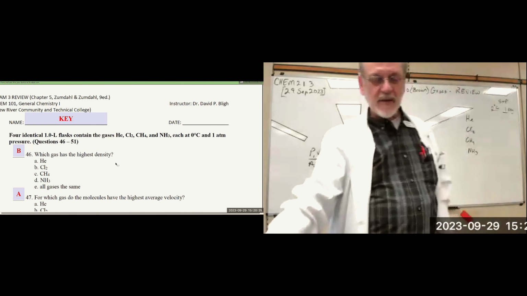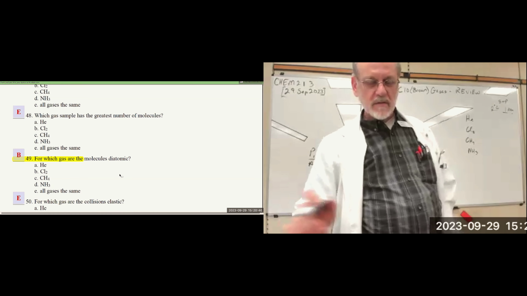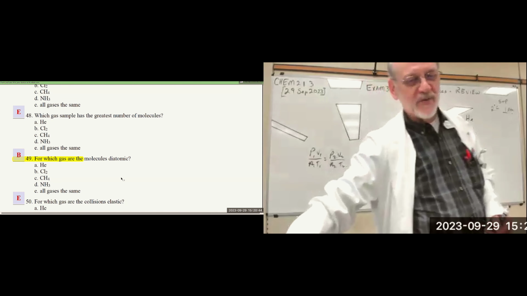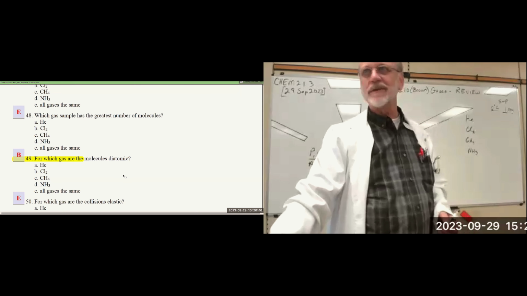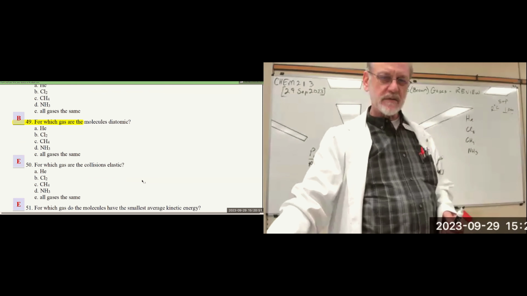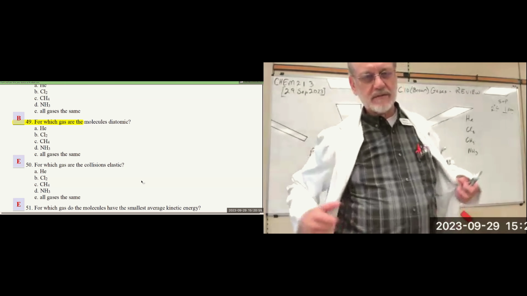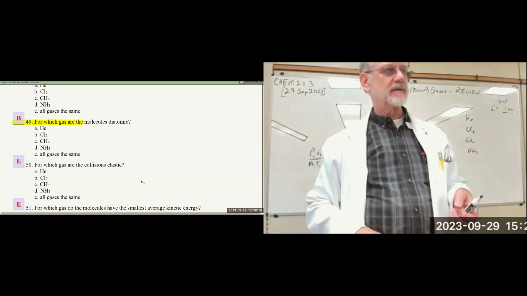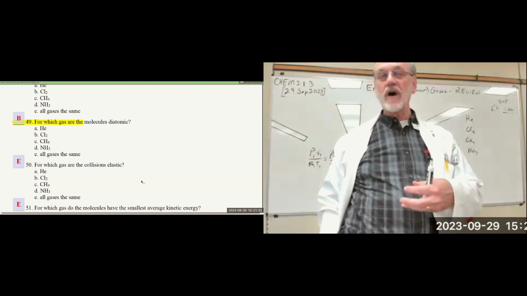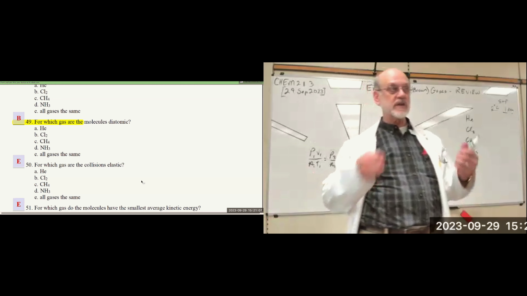The reason I backed up is because you don't even need to know that to answer this question. Which one's diatomic? Chlorine, of course. But if we were to look at the others, for which gas are the collisions elastic? Well, they're all elastic, right? That's a condition of the kinetic molecular theory. All collisions are 100% elastic. In other words, there's no loss of kinetic energy on the impact.